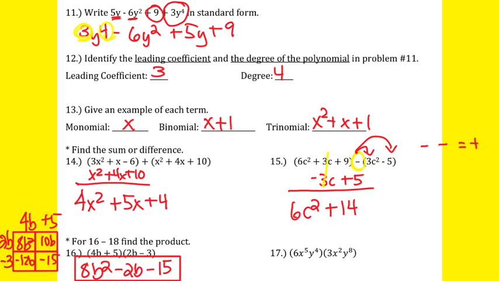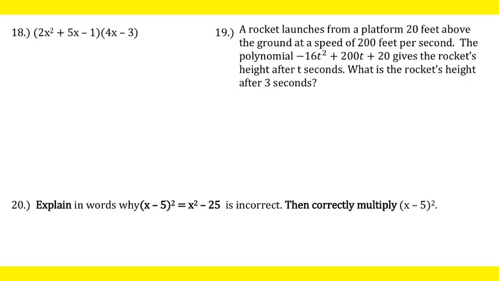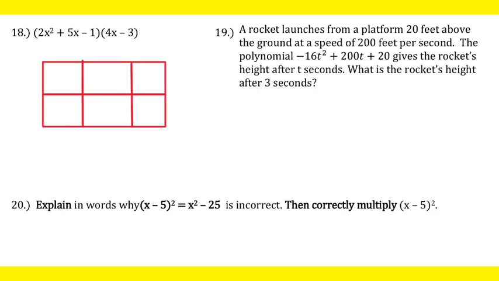On 17, I see it's a monomial times a monomial, so I don't need to box. I'm just multiplying our whole numbers. 3 times 6 is 18, multiplying our x values and our y values. And that's it. Number 18, I'm multiplying a trinomial times a binomial, so I make a 3 by 2 box.